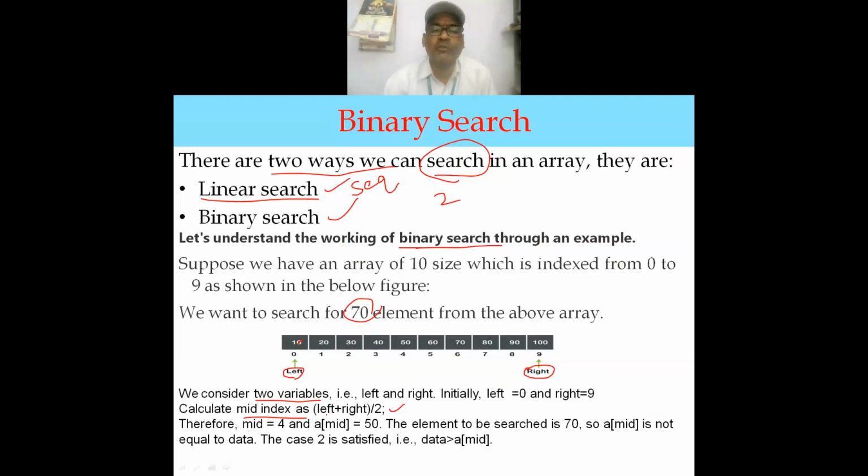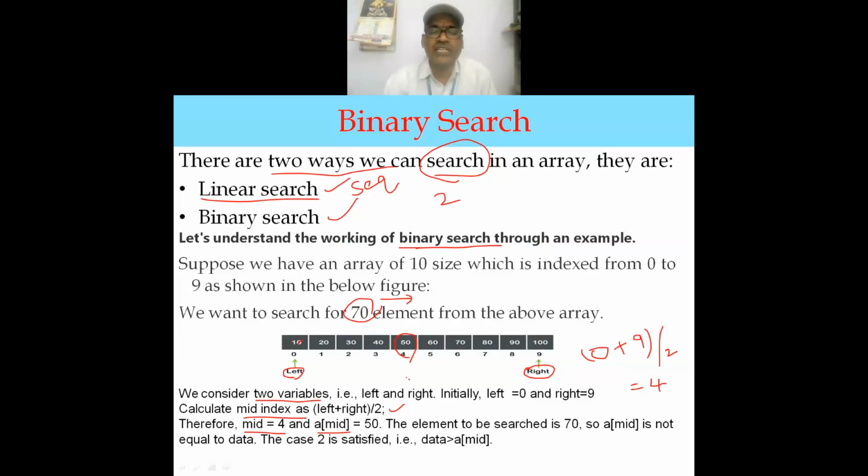That is 0 plus 9: the left value is 0 plus the right value is 9. If you divide by 2, you get 4.5, but we take only the integer part, so the mid value is 4. We look at A of mid, that means A of the fourth location. The value is 50. Now we compare with our required search element, which is 70.